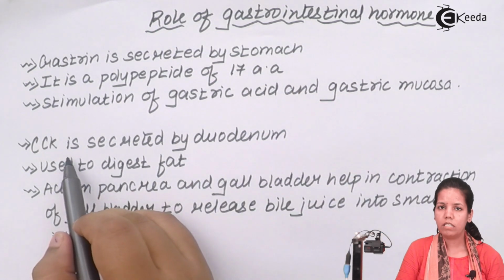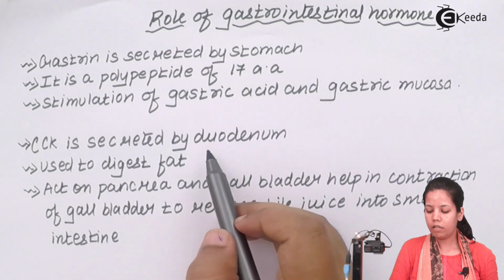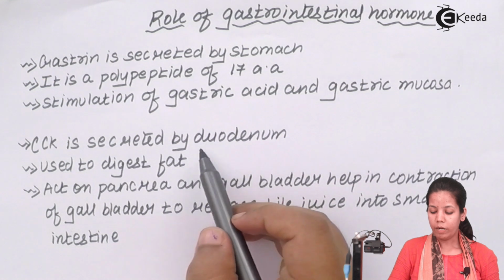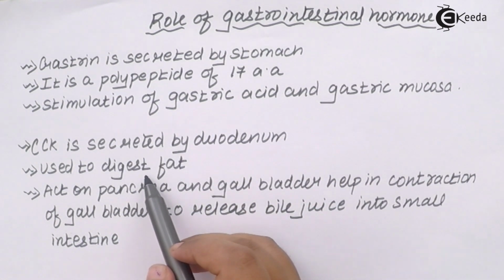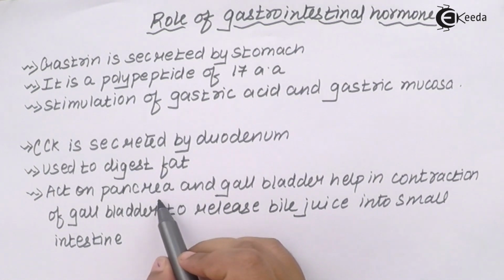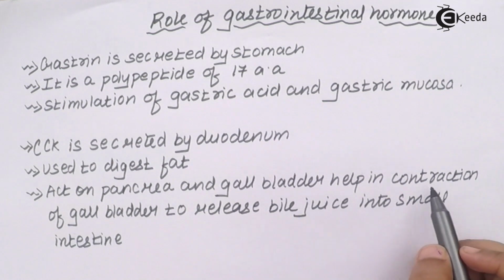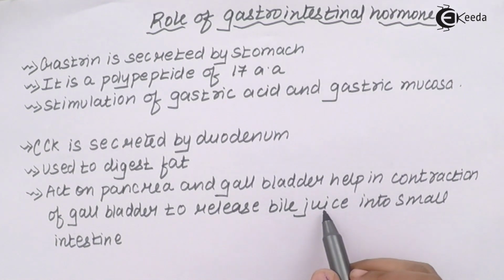CCK. Now CCK is a hormone that's secreted by duodenum, and that's duodenum of the small intestine. Once that's secreted, it helps to digest the fat molecules or fat globules. It basically acts on the pancreas and the gallbladder region and helps in the contraction of the gallbladder so that it can release bile juices, and these bile juices would be used in the small intestine.